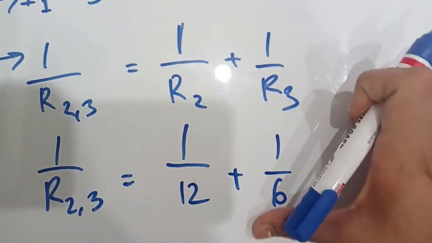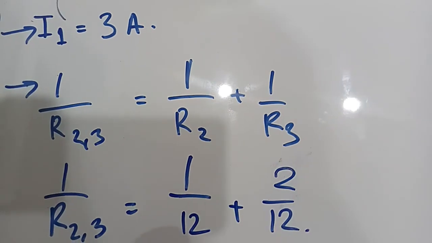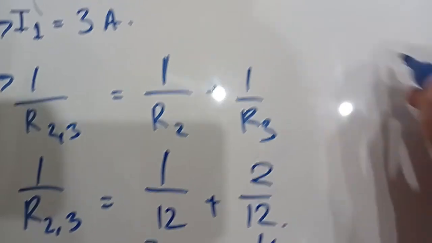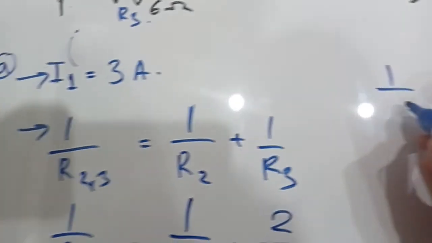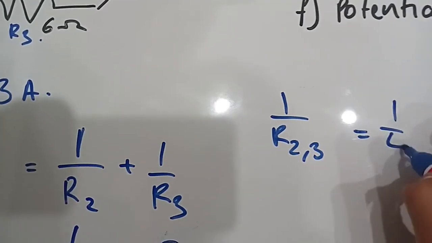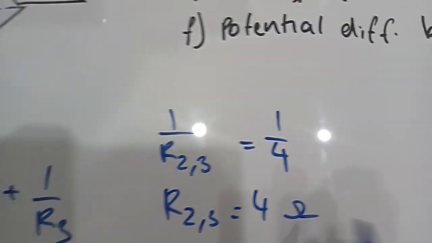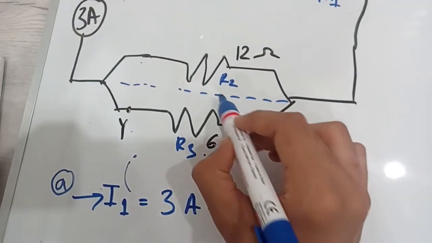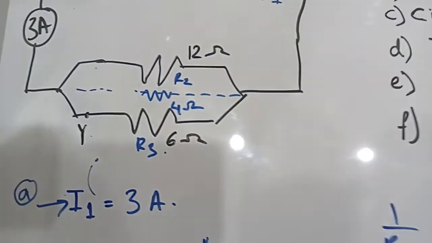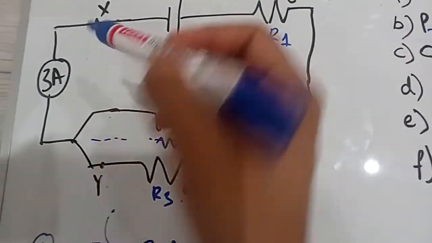Now what we can do here is write this as 1 over 12 plus 2 over 12, which is 3 over 12, which is 1 over 4. So 1 over resistance 2,3 equals 1 over 4. So the equivalent resistance, if I was to imagine a resistor over here, would be 4 ohms.